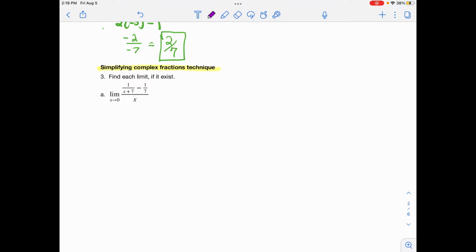But again, always try direct substitution, because even with some compound fractions direct substitution works, and you don't want to do any extra work that you don't need to. So I'm going to try direct substitution, plugging in 0 in place of my x, and that gives me 1/7 minus 1/7, which is 0 over 0. So yes, I have the indeterminate form. So I have to go back to my limit notation.